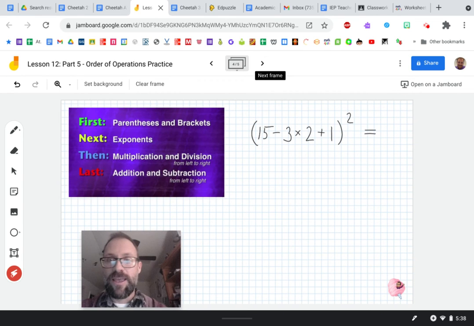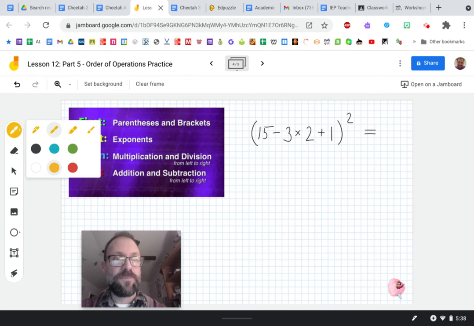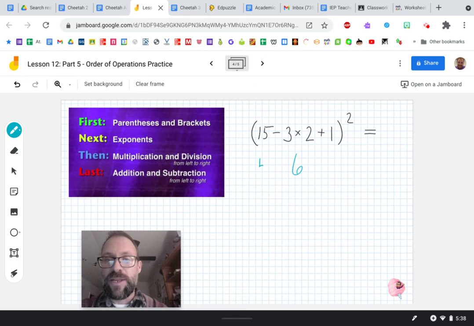Did you say multiplication? Absolutely. Let's do it. So we have 3 times 2. Well, that's a reflex math fact. That's 6. So we'll copy down the rest of this number sentence, 15 minus 6 plus 1. Add the parentheses, add the exponent, and let's move on to the next step. What will we do next?